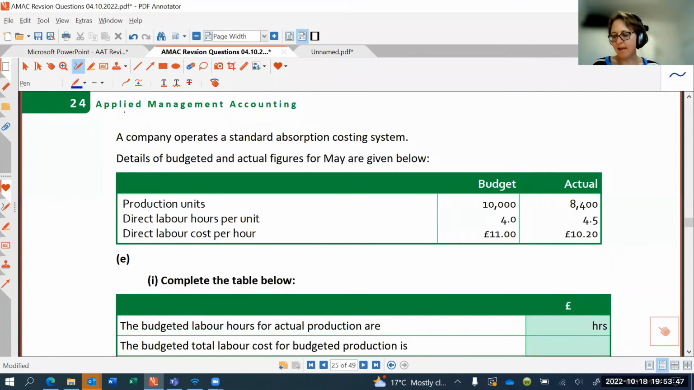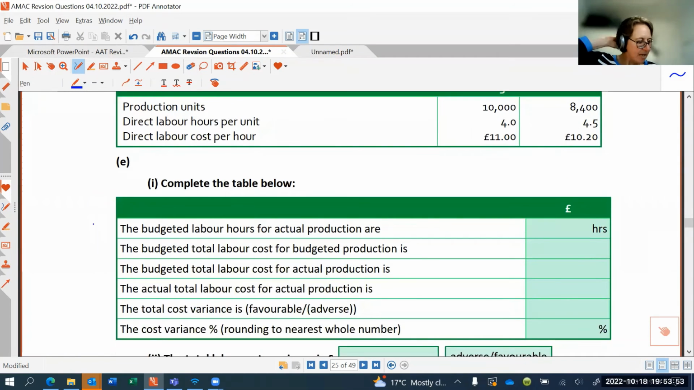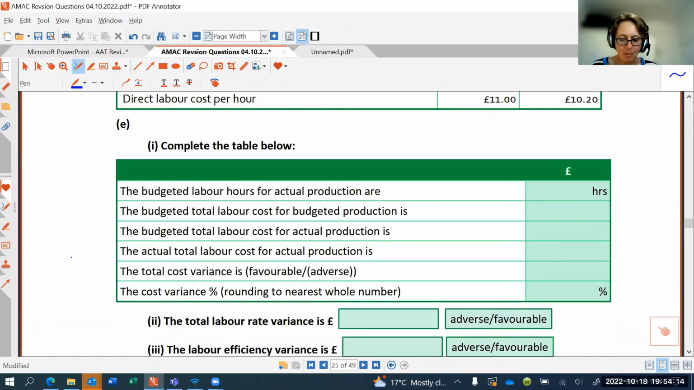And then I've got the equivalent information based on the actual quantities. Then I've got to complete the table below. Now, a lot of people don't like these style of tasks, and I can see why. But if you can just take a step back, take a breath, calm down, and then read the requirement as many times as you need to, then extract the bits that you need. I quite like these.